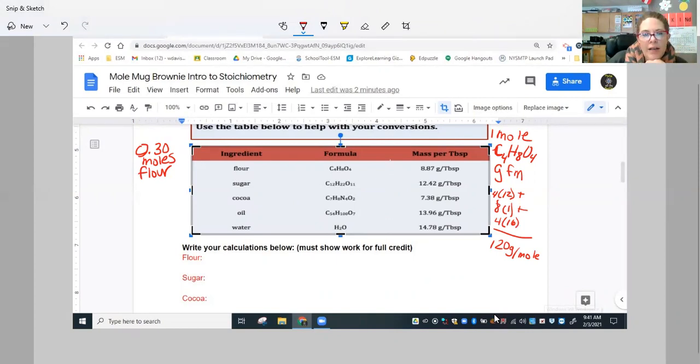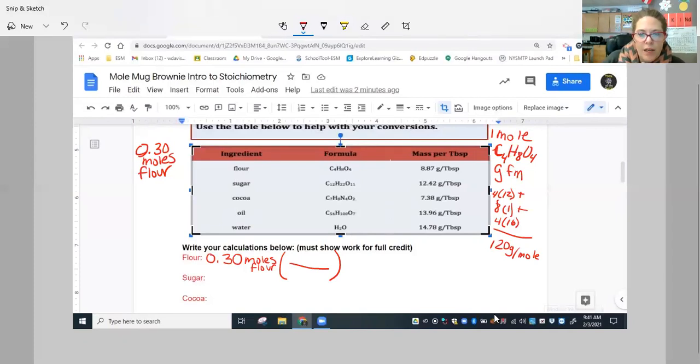So now I know I need 0.3 moles of flour, so I'm going to need less than 120 grams. I'm going to set this up with my dimensional analysis, which is always writing down what I'm given, 0.3 moles of flour. I always include the units. It's called a dimensional analysis because the units are the dimensions that are going to guide this question. And now I need to convert this moles to grams.